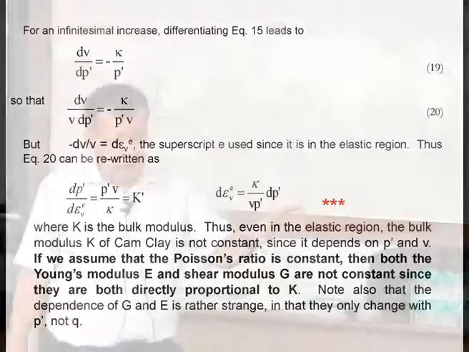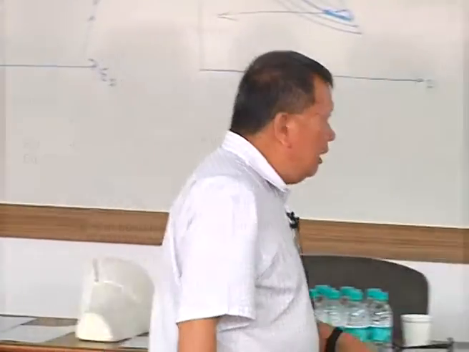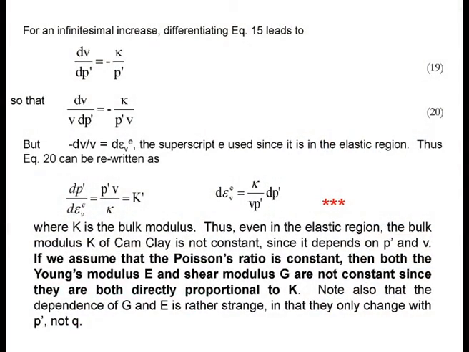So you see, essentially the bulk modulus is roughly inversely proportional to the swelling index. Okay. So this is what it is. And essentially, if you rearrange this, then the elastic volumetric strain increment is simply equal to kappa dP prime over V P prime. That's basically what it is. Okay. Kappa is the swelling index.